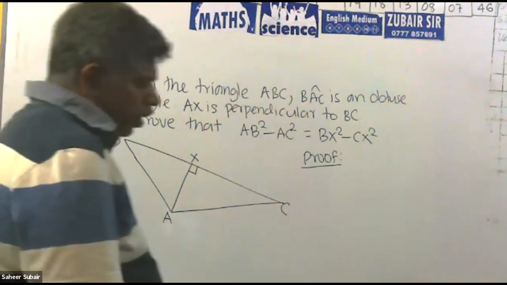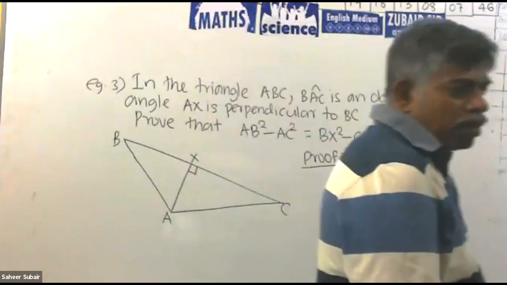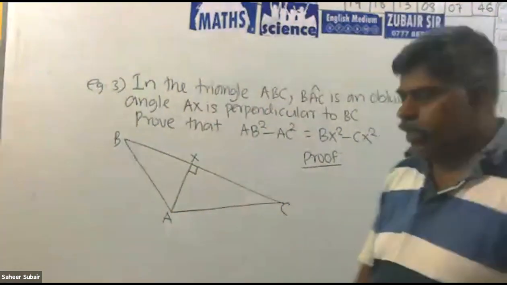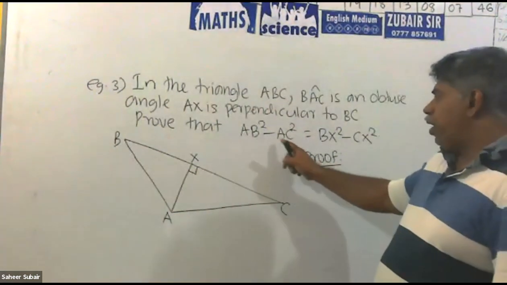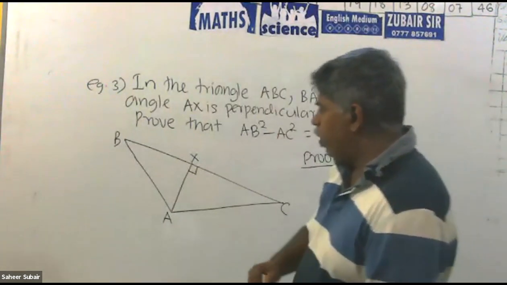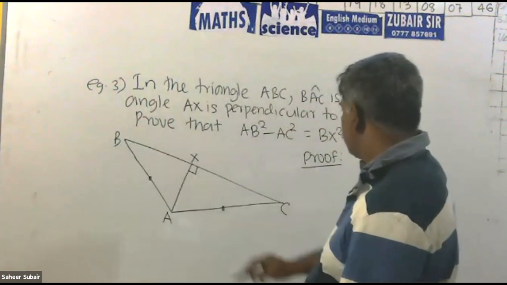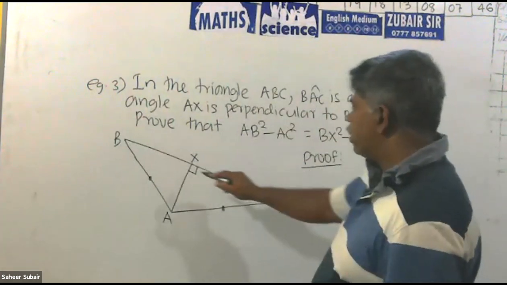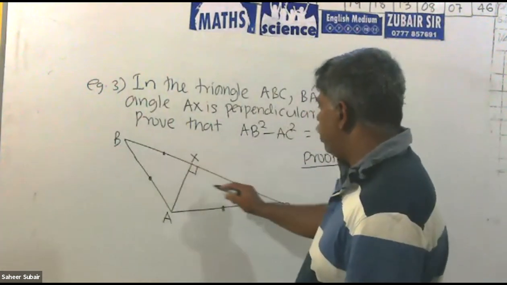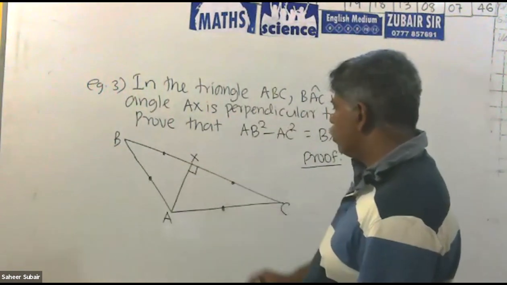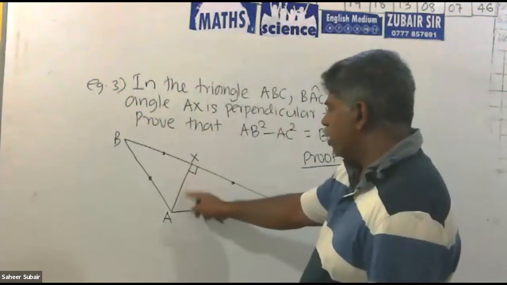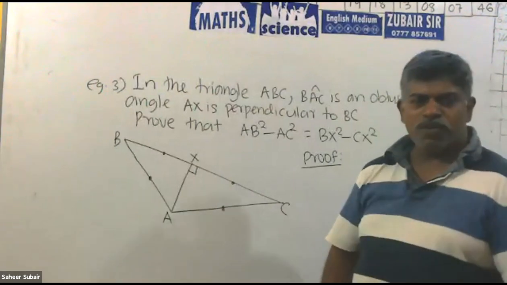Now first we have to see what are the sides given here. AB, AC. See, AB is this side. AC is this side. Then BX, CX. BX is this side. CX is this side. So this one is missing. All other four sides are connected.